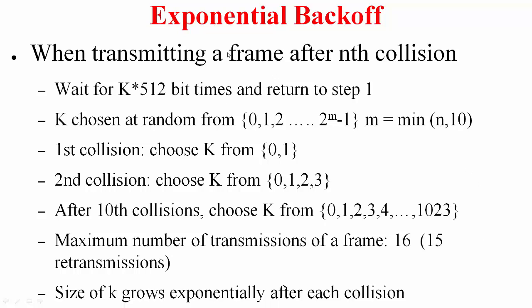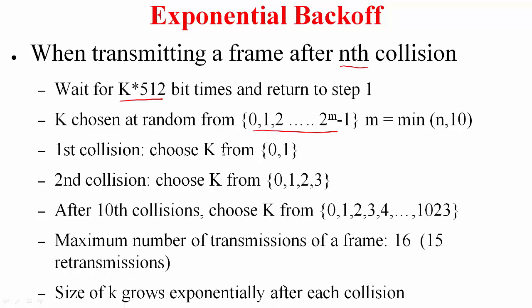So here are the exponential backoff details. When you are transmitting a frame after the nth collision, you wait for k times 512 bit times, where k is chosen randomly within this interval, where this value m is given as the minimum of n and 10. Let me give an example. For example, a frame was transmitted and it suffered a collision. That was the first collision that it suffered.